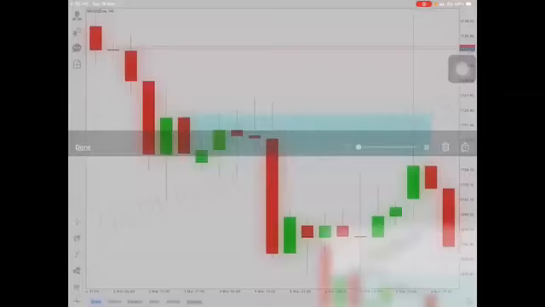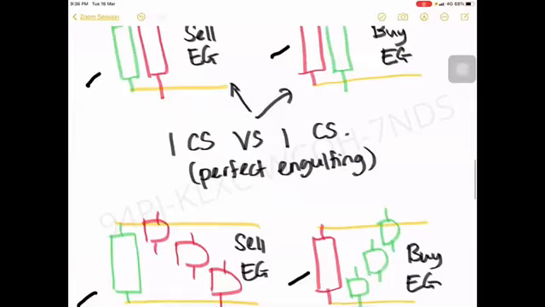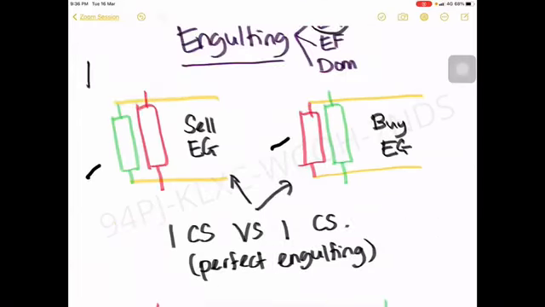Yes, because we have three types. We have this one, this is the first type: one candlestick eating one candlestick. This is low risk. And then we have number two. This is also low risk.